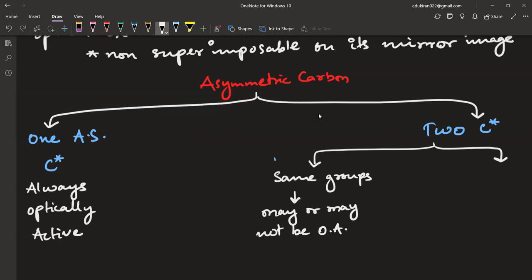इसमें हम लोग क्या करना पड़ेगा? दोनों का we have to make the structure, draw it properly, then draw the mirror image, and then we will have to look whether it is superimposable or not superimposable. सिर्फ structure देख के हम लोग नहीं बता सकते इस case, okay? So we have to look at the whole molecule. Now, if it is having different groups, then it is going to be always optically active.